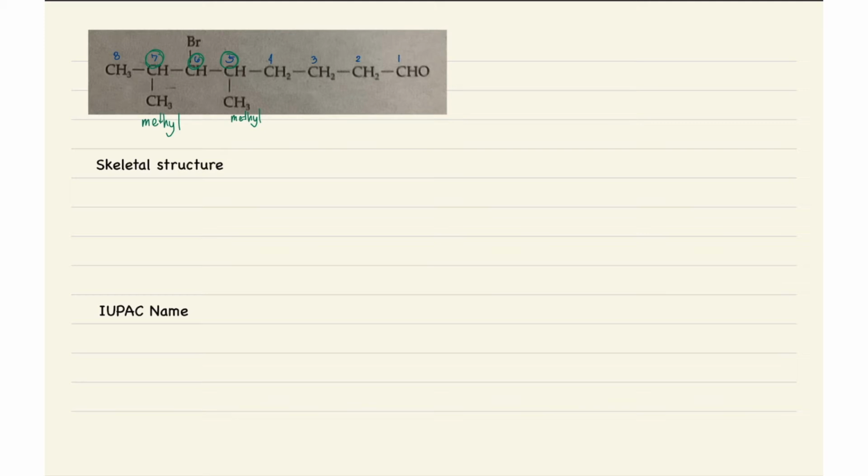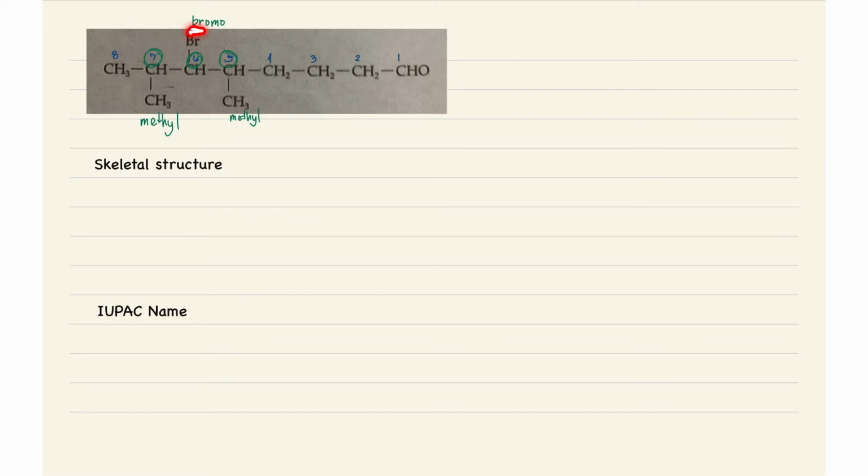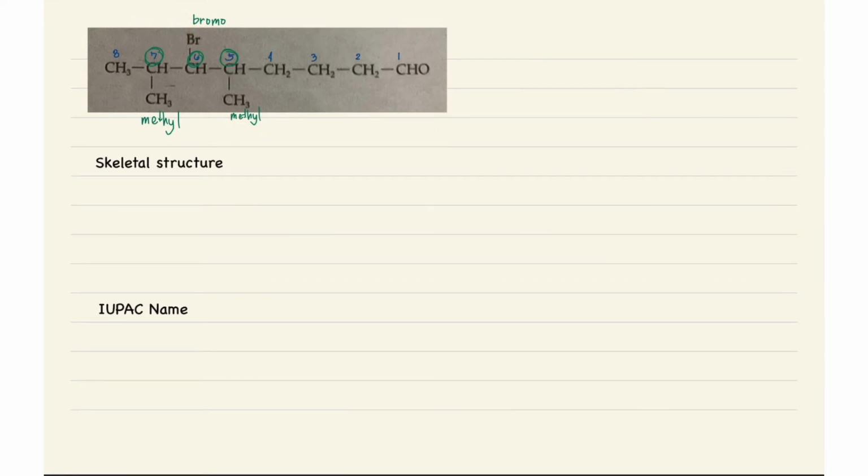Then, the next one, when we have Br, another derivative, that is considered as bromo. So, to be clear, our locations: in number 5, we have methyl. In number 6, we have bromo. In number 7, we have methyl. So now, to arrange them in our IUPAC naming, we need to consider alphabetical order. So which comes first, bromo or methyl? So through alphabetical order, we have here bromo.